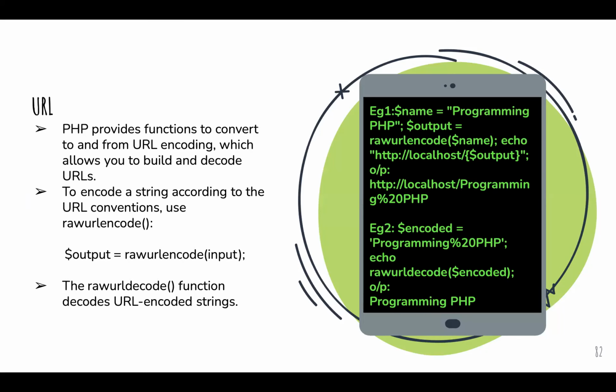Moving on to URL, PHP provides functions to convert to and from URL encoding, which allows you to build and decode URLs. To encode a string according to URL conventions, we need to use the rawurlencode function. $output equals rawurlencode, enclosed in parentheses, is the syntax for URL encoding. Here's an example of URL encoding.